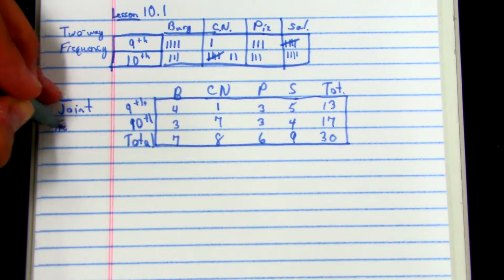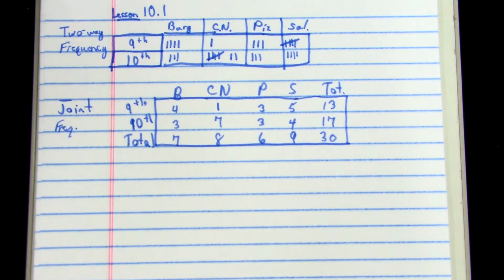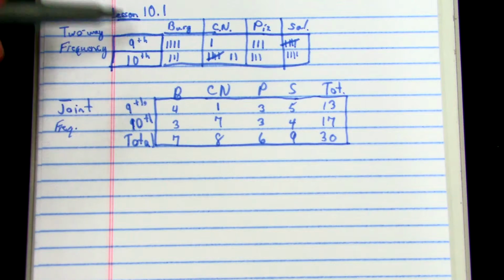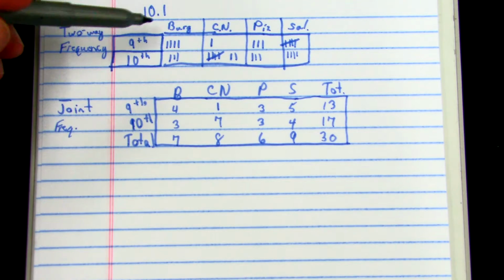Now, do they look similar? Of course they do. The difference being the joint one has totals, and the two-way frequency is just tally marks.